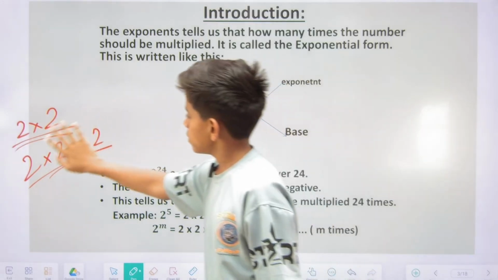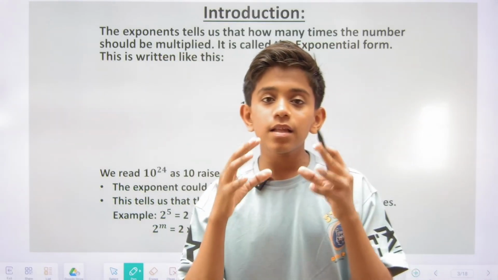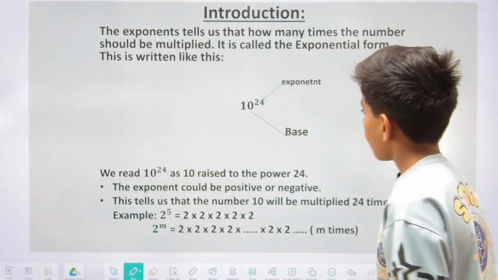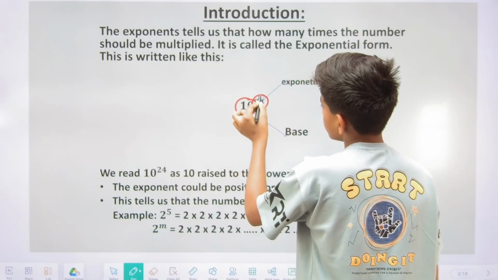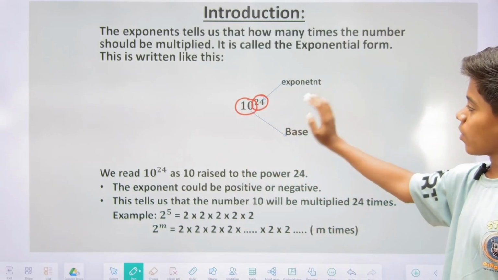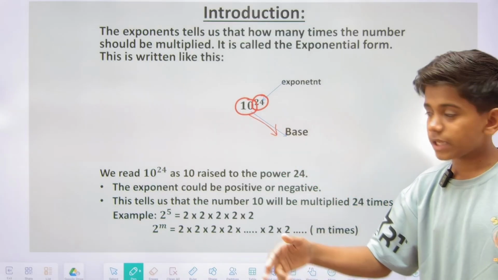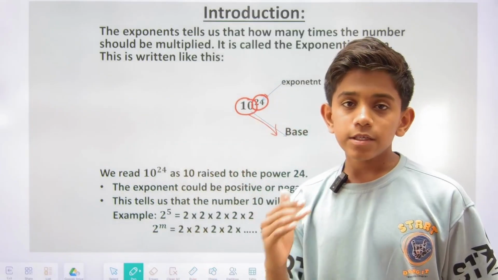The form in which you write how many times the number is multiplied is known as its exponential form. For example, 10 to the power 24. We read it as 10 to the power 24. Here 10 is the base, meaning the number which is to be multiplied, and 24 is its power. Power means how many times it should be multiplied.